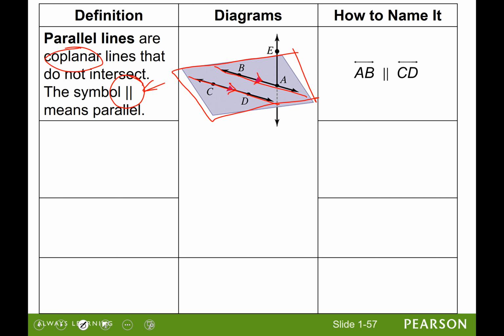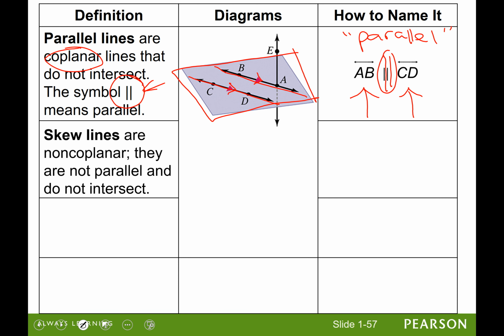Now the way you would name that is, remember, to name a line, you have to have the symbol over top with two arrows and any 2 points on the line. So we've named our two lines there, and then right in the middle, we put this parallel symbol. That one is red, parallel. I usually like to make it longer than the letters, just so it doesn't look like an 11 or LL.